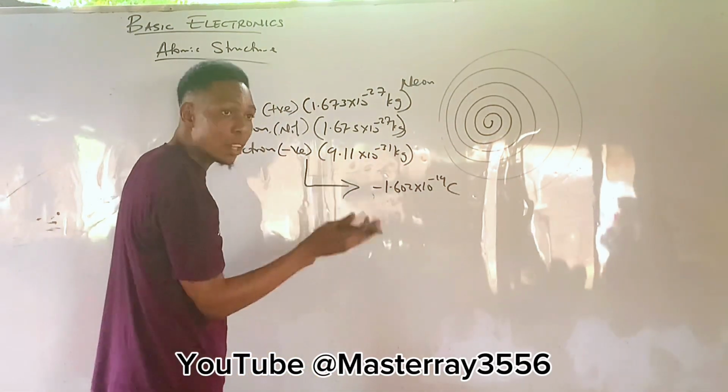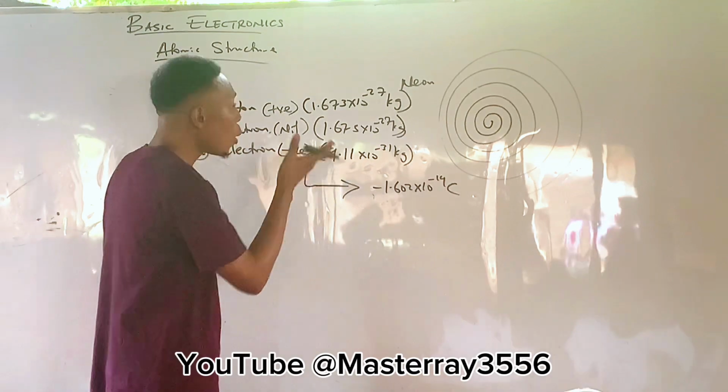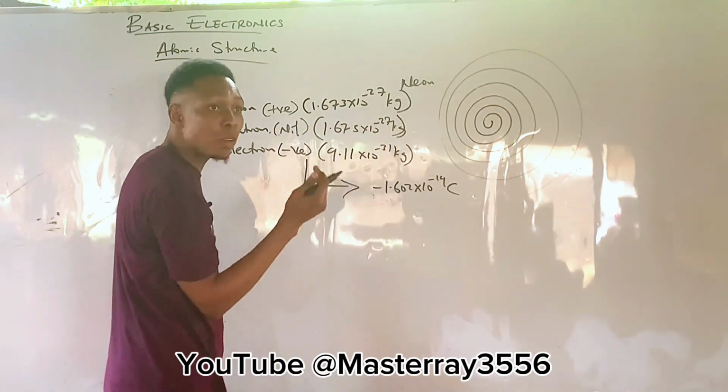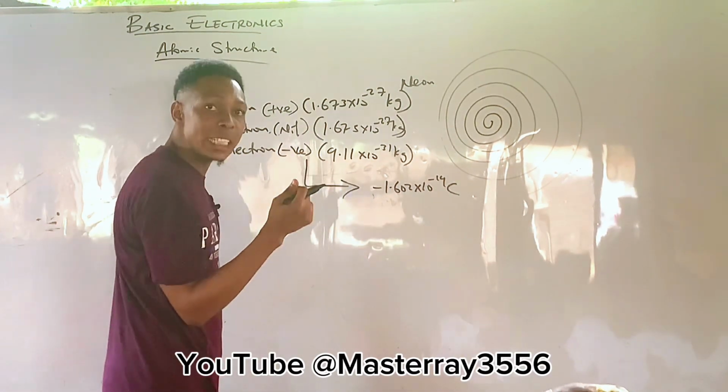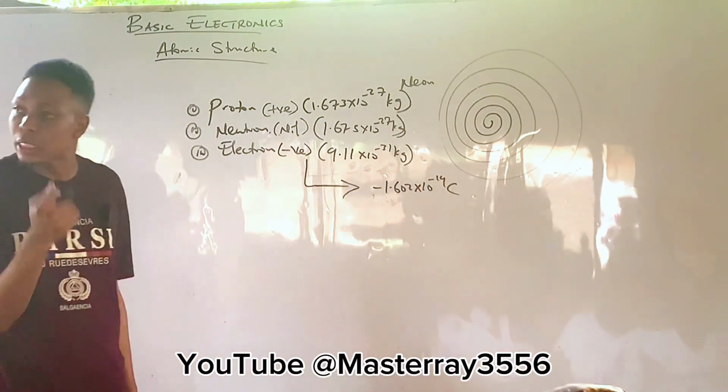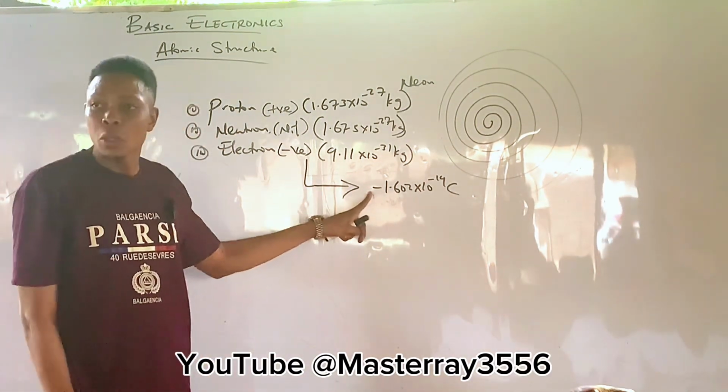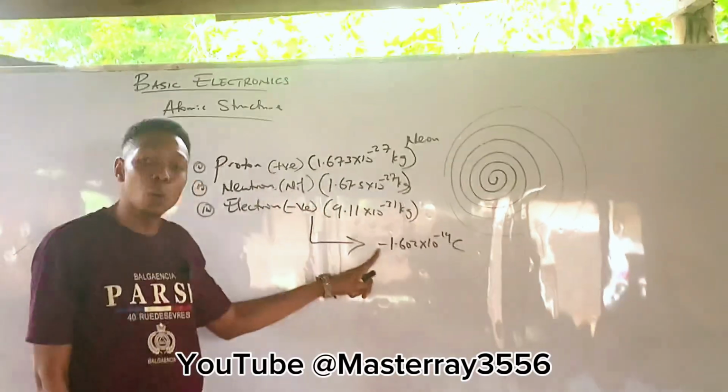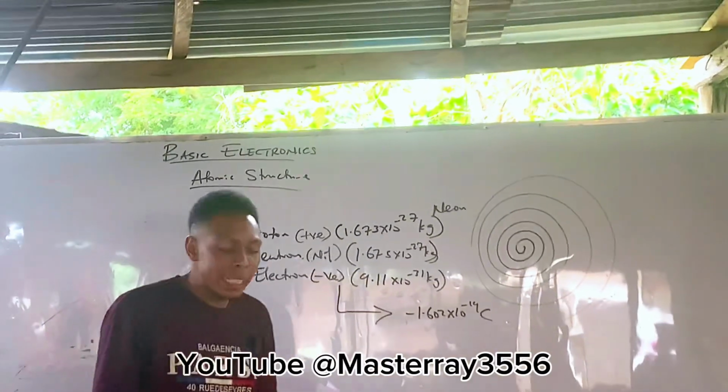You can see that your electron is negative, but it has the same value of charge as your proton, is it not? The only difference is that your proton is positive, while your electron is negative.